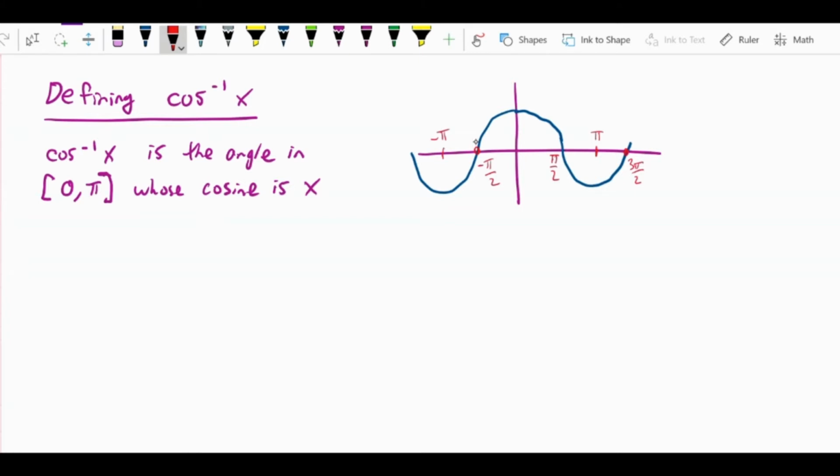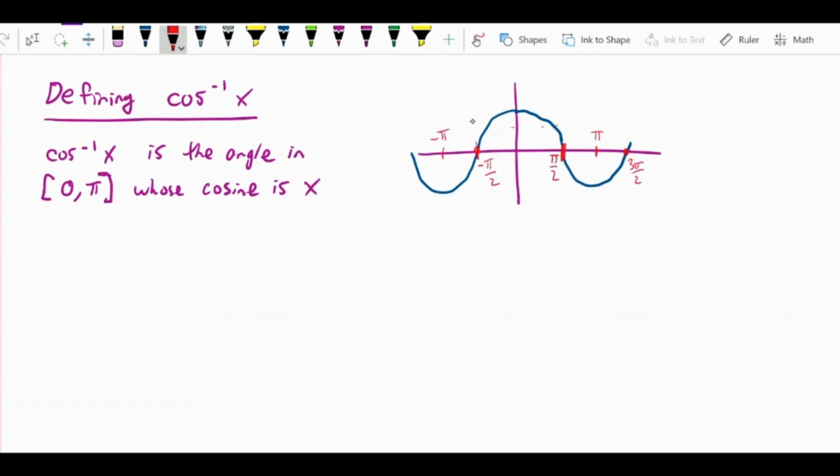But look what happens if we try to do that. I'll just put in tick marks at pi over 2 and negative pi over 2. If we draw a horizontal line through the cosine function, we see that on that interval we intersect the graph in two different points. So that choice of restricted domain would fail the horizontal line test. So we can't do that.